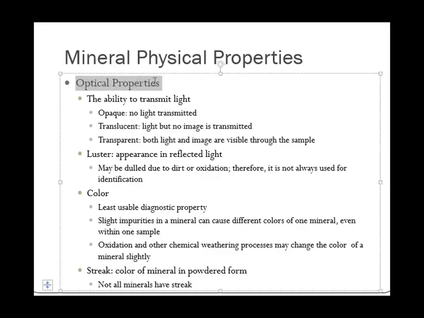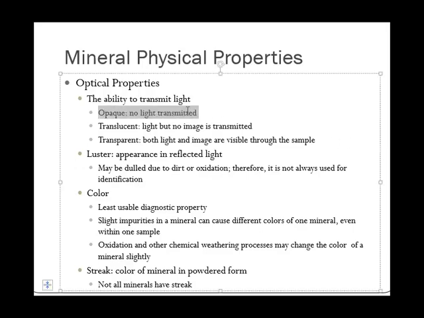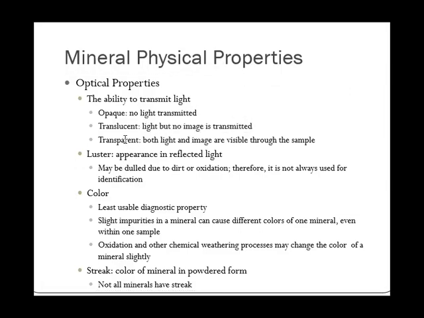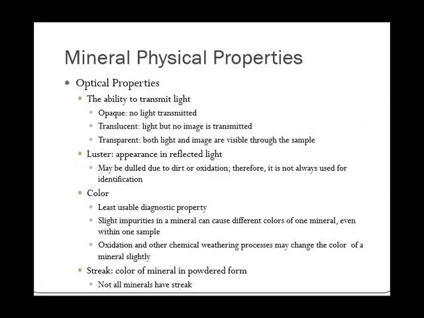One possible way of determining what type of mineral something is is by its optical properties. Is it opaque, which means you can't see through it? Translucent means that you can partially see through it. Light can go through it, but you can't actually see an image through it. Or transparent, where both light and image are visible through the sample. Glass, as we know, is transparent. Most of what we think of as normal rocks are probably opaque. That's one possible characteristic of a mineral.